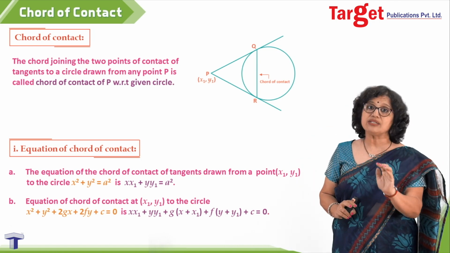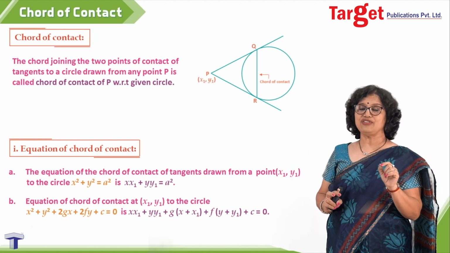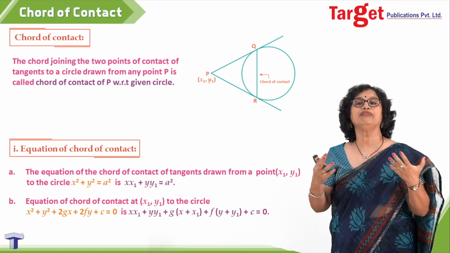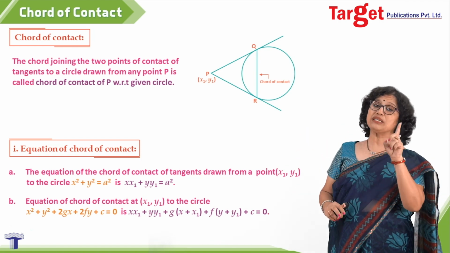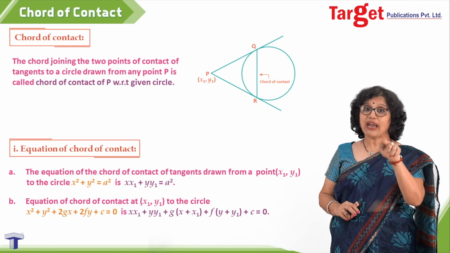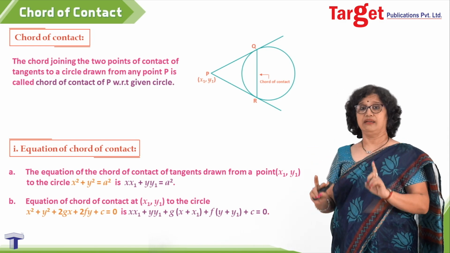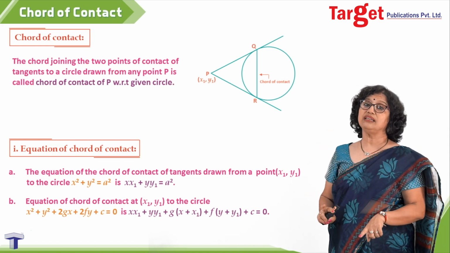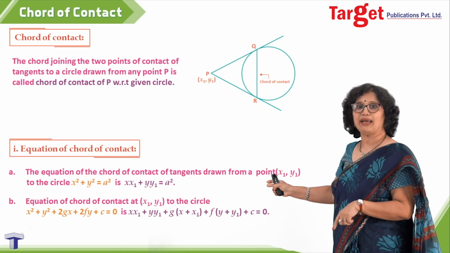And for such a circle, the point outside from where you are drawing tangents is (x1, y1). Then how do we write the equation of chord of contact? The equation becomes x x1 plus y y1 plus g times (x plus x1) plus f times (y plus y1) plus c equal to 0. Again, this equation we have seen as the equation of the tangent at (x1, y1) to the same circle.